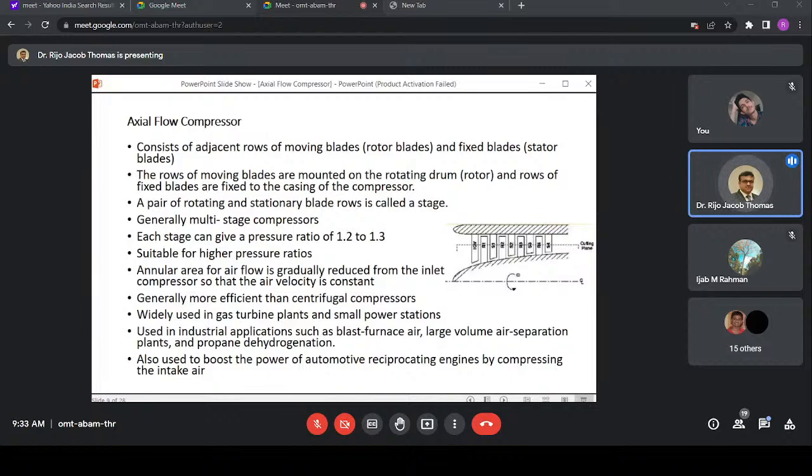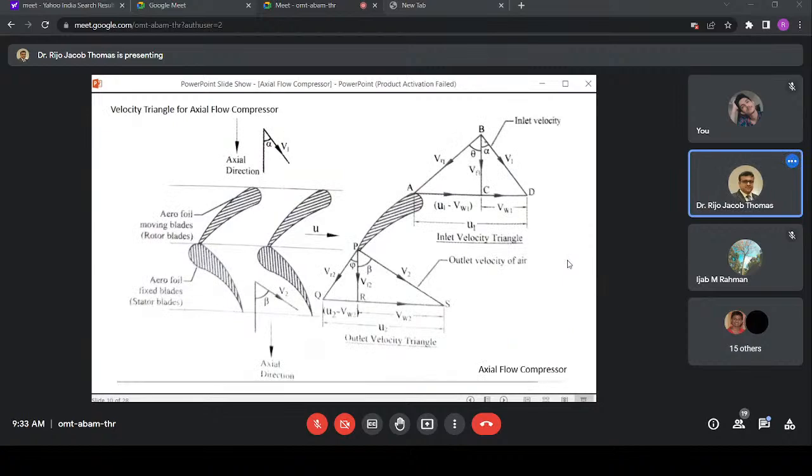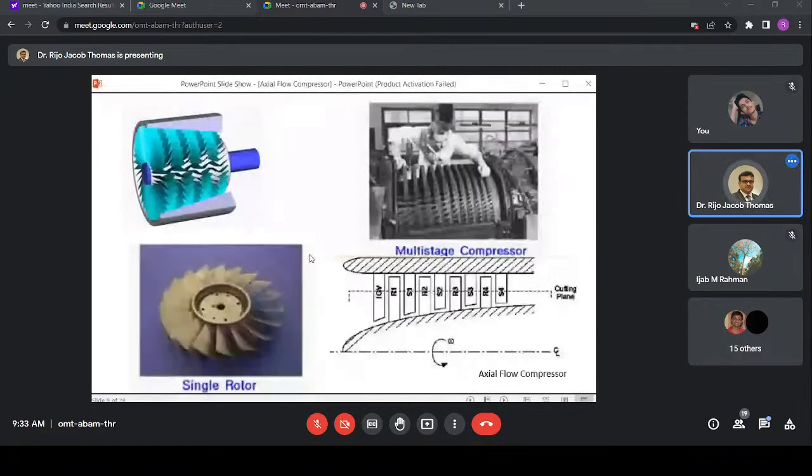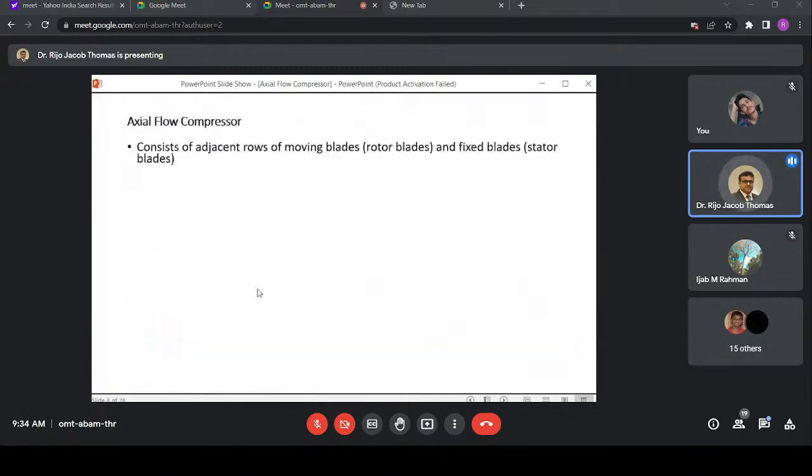Now let's come back to our problem. We need to draw the velocity triangle and find out the work required for this compressor. To do that, we can see that there is an array of blades, like I have shown. You have an array of blades. This is the stator. Below this, you have a rotor. Below this, you have the stator. Each one will have an array of aerofoils. That's what is shown here.